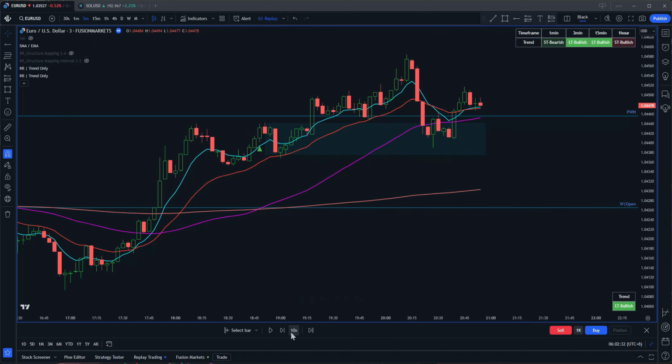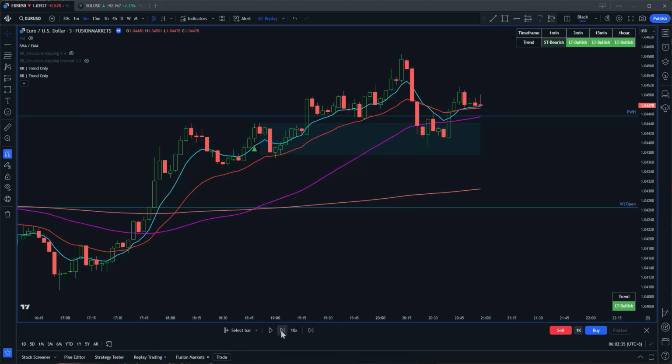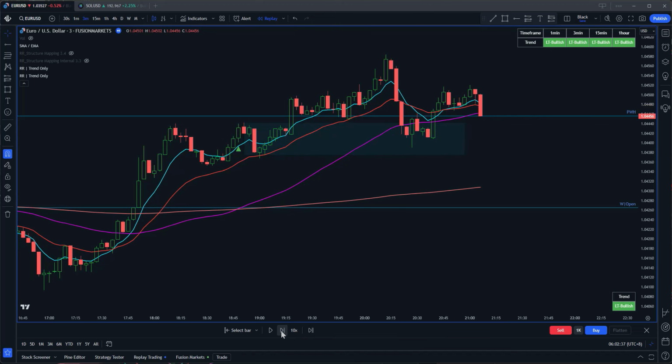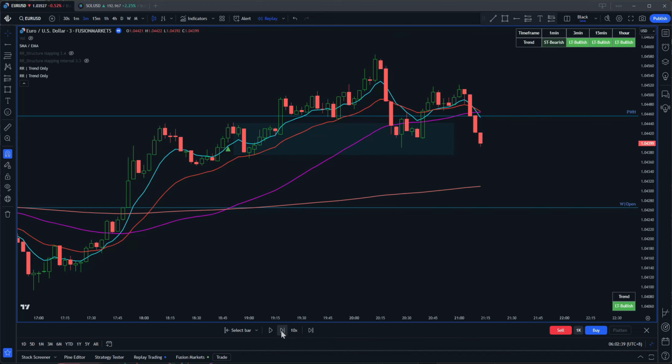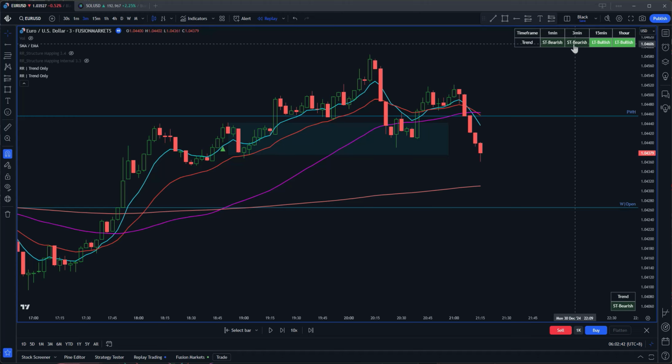Okay, so you see on the 3-minute time frame the short term bearish has triggered. Why? Because this leg, this was the pullback on the 15-minute time frame, is faded. So this was the crossback, and this crossback is triggered. Okay, and now we are looking for sell.